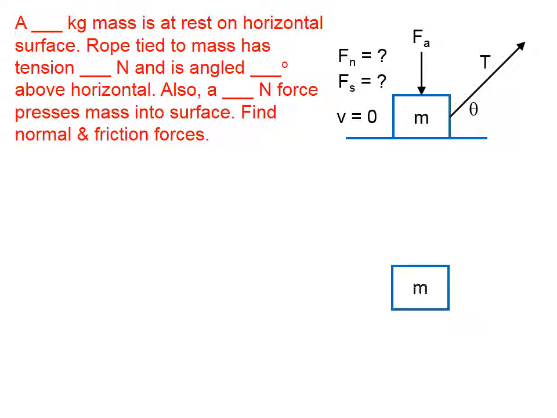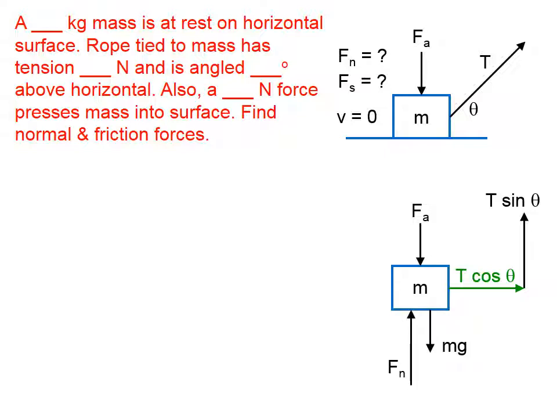So let's draw a free body diagram. There's the mass, there's the applied force, there's the weight. Notice that I've taken the tension and I've broken it into a parallel to the surface component and a perpendicular to the surface component. The parallel component would be T times the cosine of theta. The perpendicular component would be T times the sine of theta. The normal force is going to act upwards, and friction is of course going to oppose any motion that we're going to try to impose on this mass.